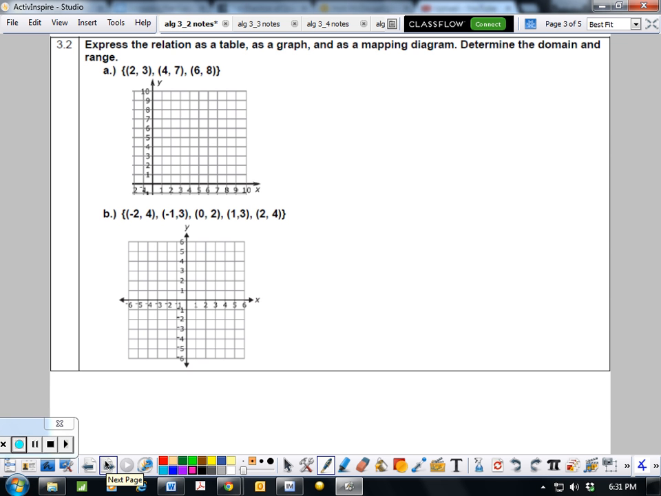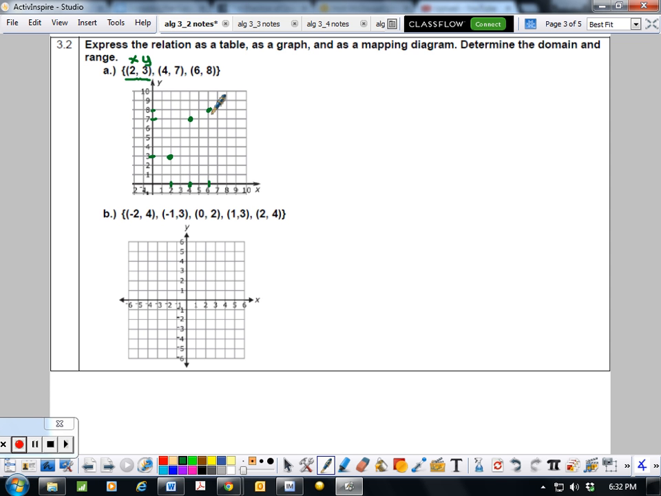So now we're going to practice expressing our relation as a table, graph, and mapping diagram. They give it to us as coordinate ordered pairs. So here I have 2, 3. So this is my x value, this is my y value. So I'm going to look at an x of 2, a y of 3, and where those intersect is my point. An x of 4, a y of 7, and where those intersect is my point. An x of 6, a y of 8, and where those intersect is my point. And that's it. That's my graph.